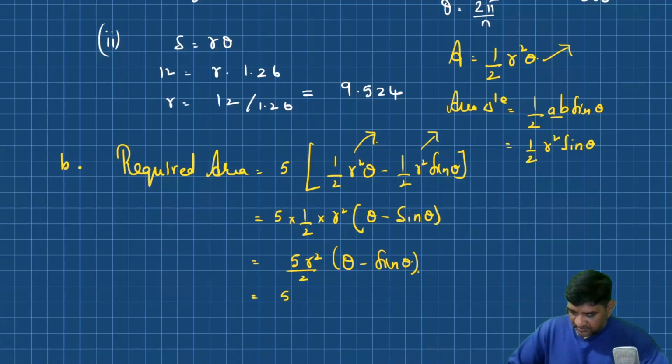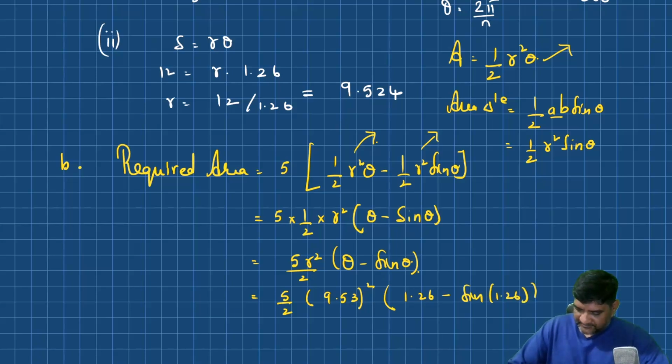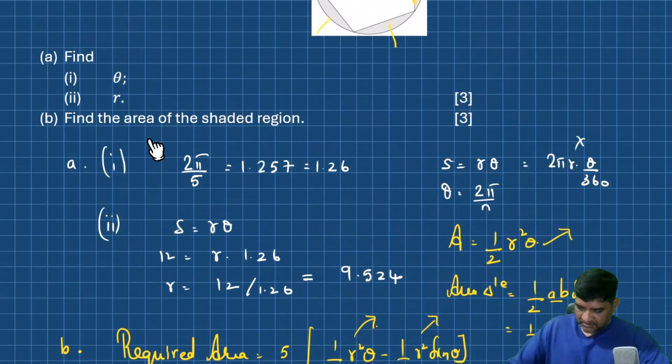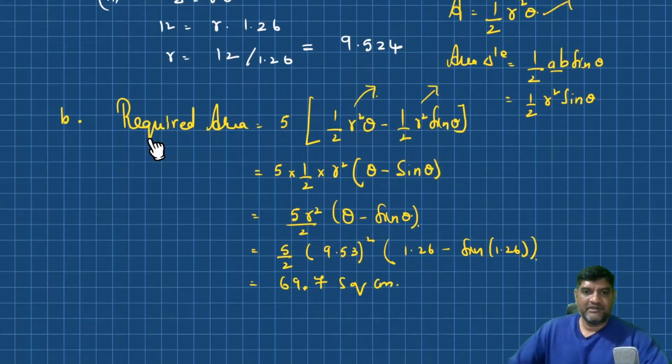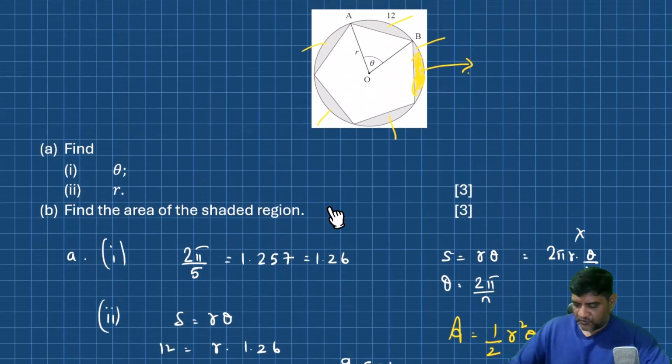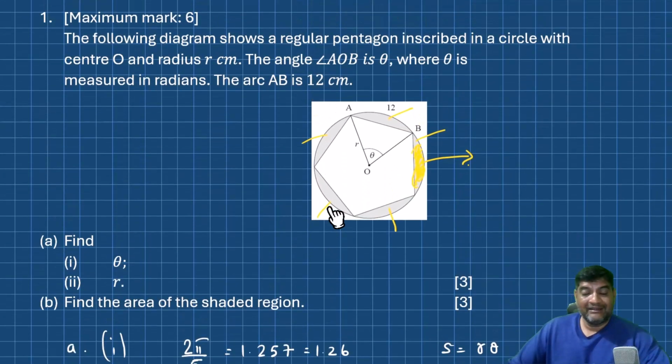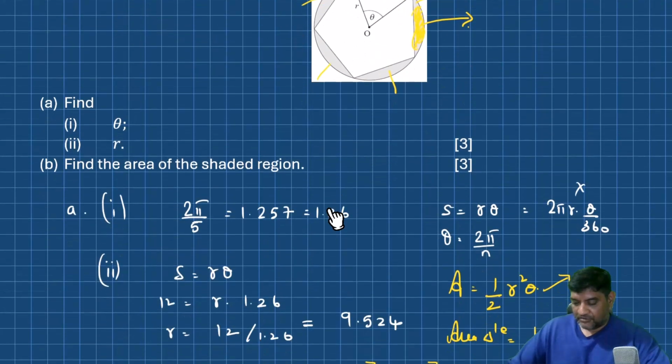So 5 by 2, 9.53, the whole squared, multiplied with 1.26 minus sine of 1.26. So that's going to be 69.7 square centimeters. What is important again is to know how to use your calculator efficiently and quickly. That's something that you might have to learn to do.